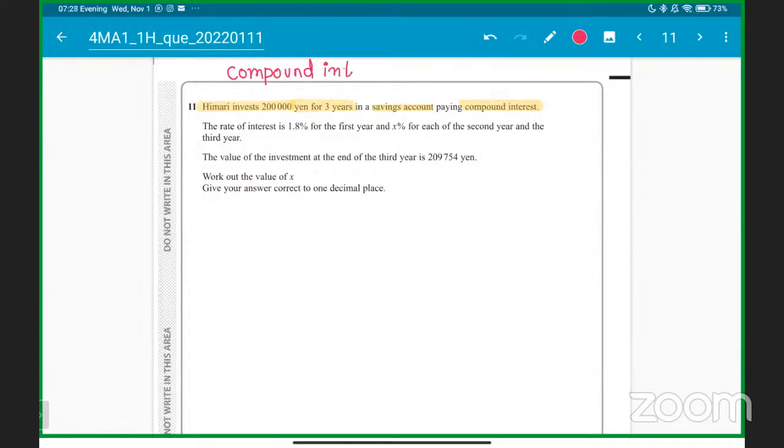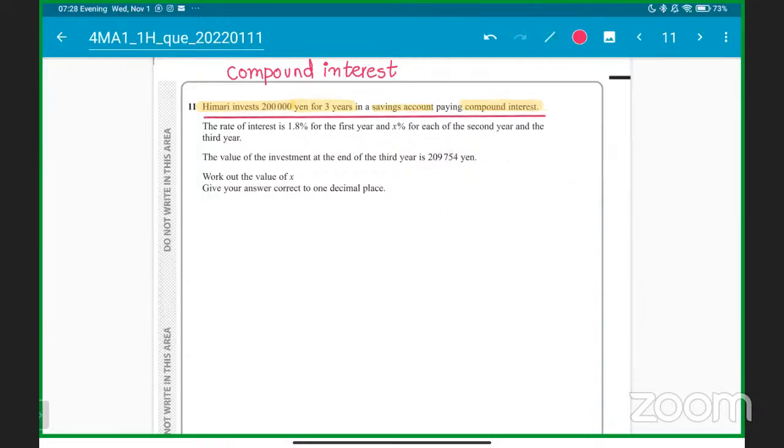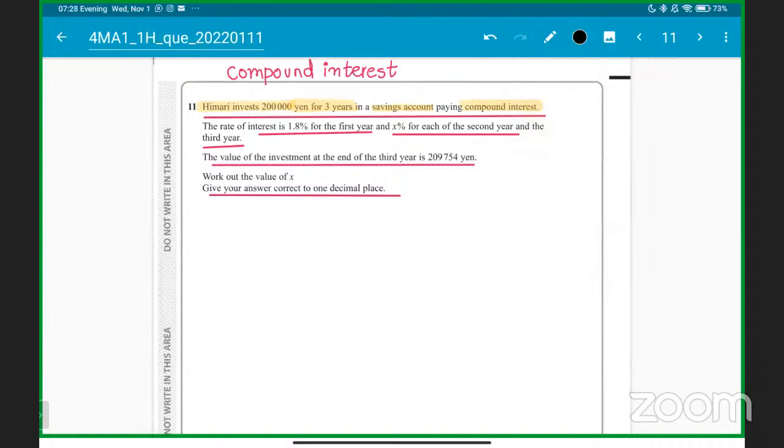Himari invests 200,000 yen for 3 years. The rate of interest is 1.8% for the first year, and X% for each of the second and the third year. The value of the investment at the end of the third year is given. You have to work out the value of X and give the answer correct to 1 decimal place. Okay, understood? So we'll start off step by step.